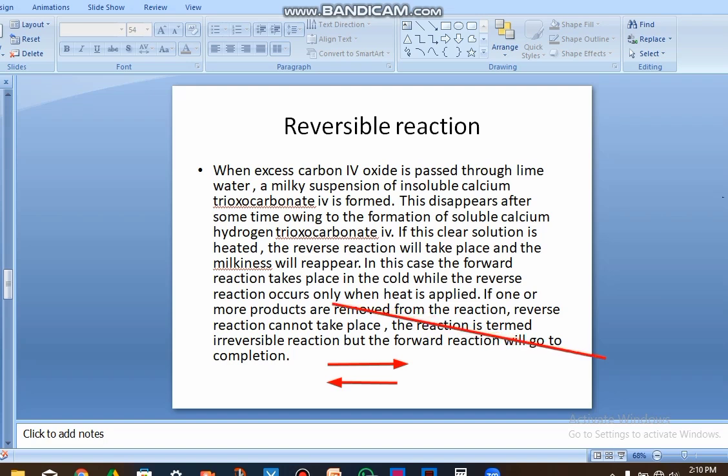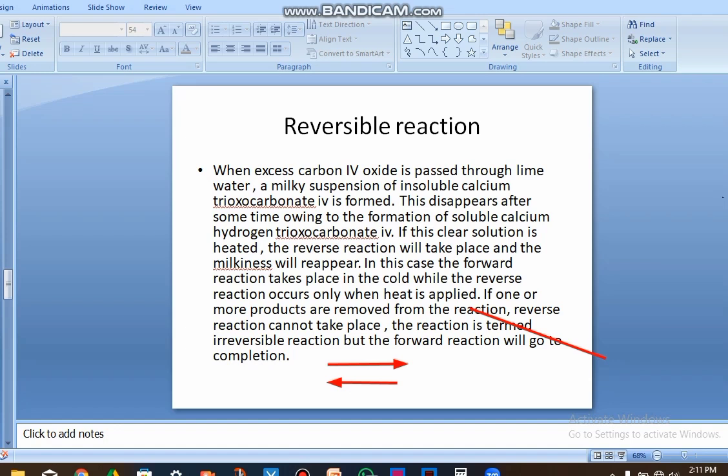Okay, so in this case the forward reaction takes place in the cold, while the reverse reaction occurs only when heat is applied. The reverse reaction occurs when heat is applied, but the forward one occurs in the cold. So just take note: the forward reaction occurs in the cold way, while the reverse reaction occurs in the what? Heated way. Heat must be applied to form the reverse reaction. Are you getting it now?